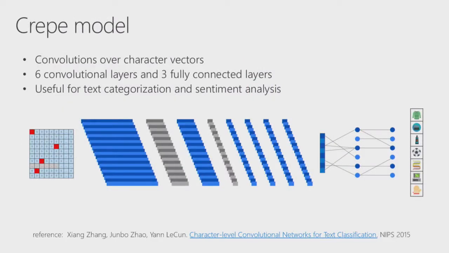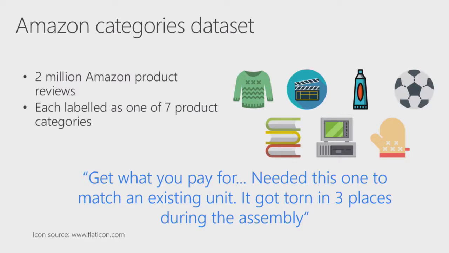In this talk, I'll explain how I implemented the CREP model. This was first proposed by Zhang et al. in 2015. It was the first convolutional neural network to apply convolutions over character vectors, as opposed to previous models which had applied to word vectors. It has 6 convolutional layers followed by 3 fully connected layers, and it's particularly useful for text categorization and sentiment analysis. The data I trained this model on is the Amazon categories dataset. It consists of 2 million Amazon product reviews, and each is labeled as one of 7 product categories. It's the same categories that I showed in the demo earlier.